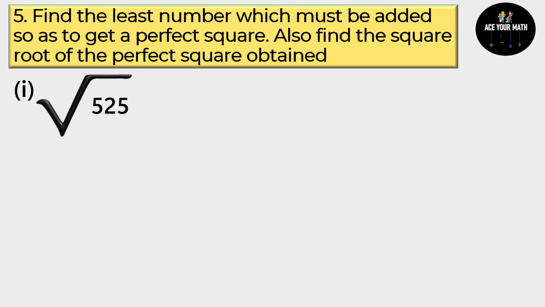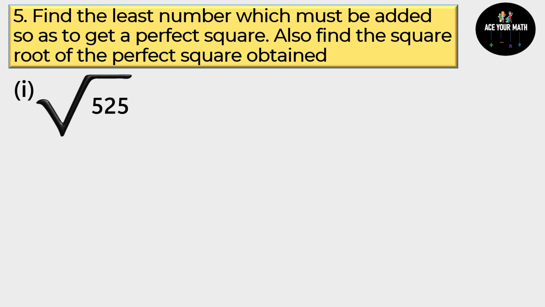Now let's start question number 5. See, find the least number which must be added so as to get a perfect square. Also find the square root of the perfect square obtained. So the question indicates that the given number is not a perfect square, and this question is a little different from the previous one. In this case, you need to add a number to get a perfect square. So how to start such a question?